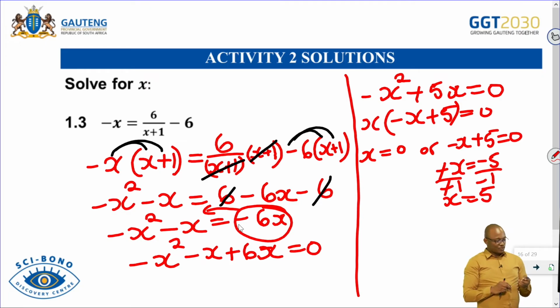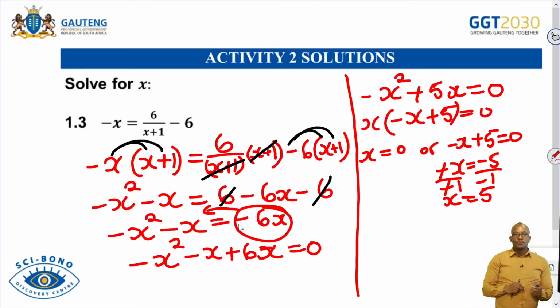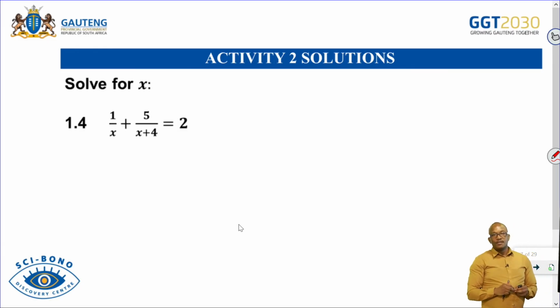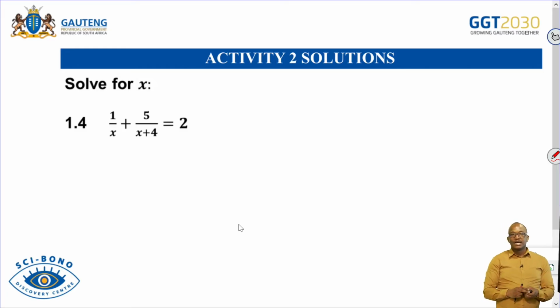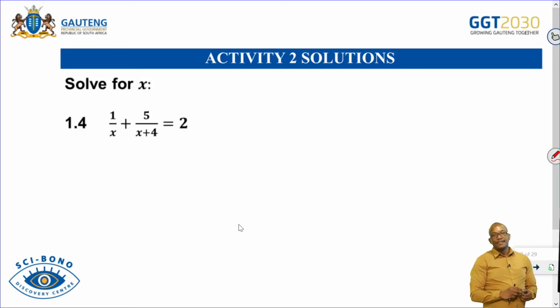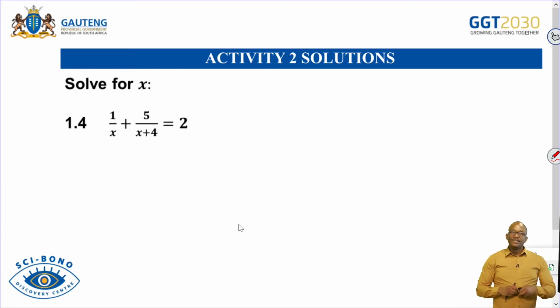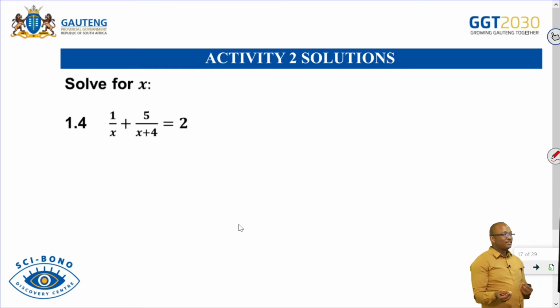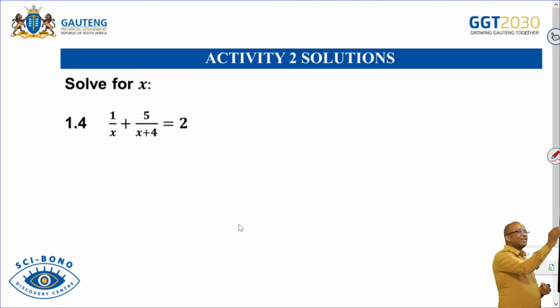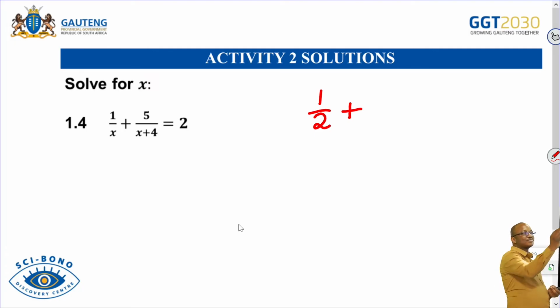So now we look into activity number 2, 1.4, which is the last sub-question in activity number 2. Here you can see that on your right-hand side, you have 2 fractions. Then you ask yourself, how am I going to work with those 2 fractions? Remember, good people, from grade 7, grade 8, 9, and 10, we were learning how to add 2 fractions or how to subtract fractions.